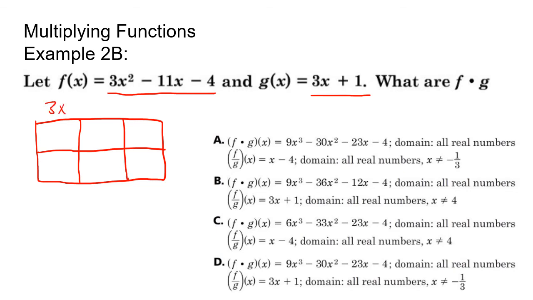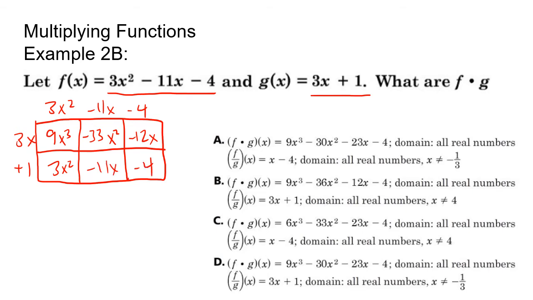So that's 3x squared minus 11x minus 4, and then 3x plus 1. So 3 times 3 is 9. x times x squared is x to the third. 3 times negative 11 is negative 33. x times x is x squared. 3 times negative 4 is negative 12. 3x squared times 1 is 3x squared. 1 times negative 11x is negative 11x, and 1 times negative 4 is negative 4.